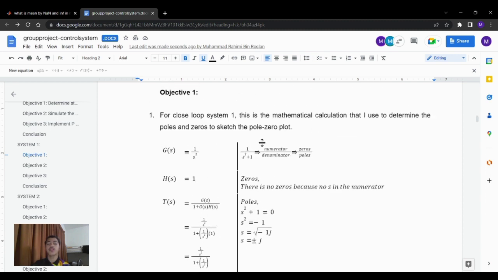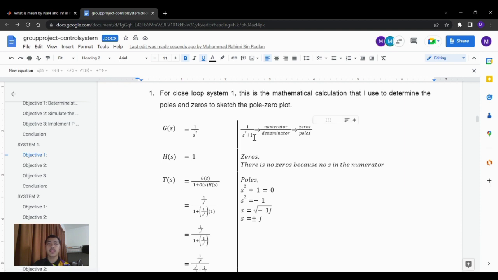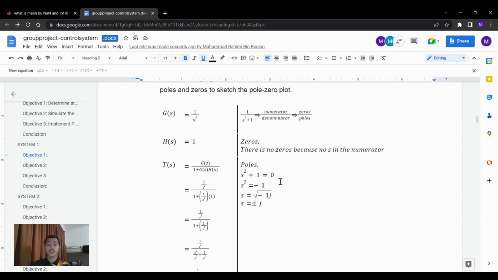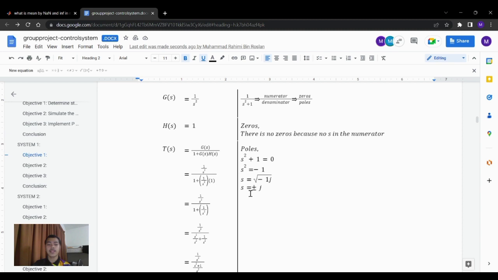So 1 is the numerator, which means it is the zeros, and s squared plus 1 is the denominator, which is the poles. So for the zero in this closed loop system, there is no zero because there is no s in the numerator. For the poles, s squared plus 1 is equal to 0, s squared equal to negative 1, so s equals to square root of negative 1, j. Finally, s equals plus minus j.